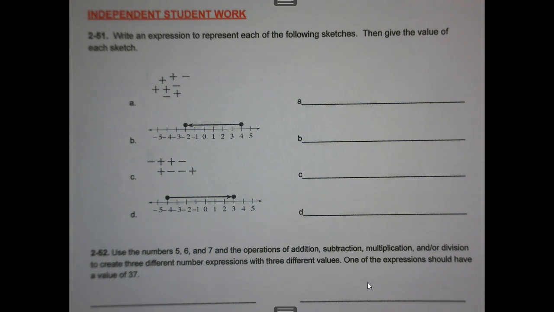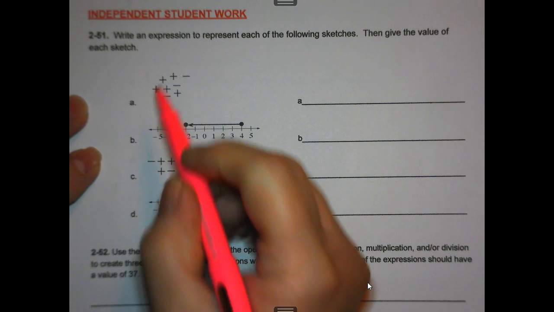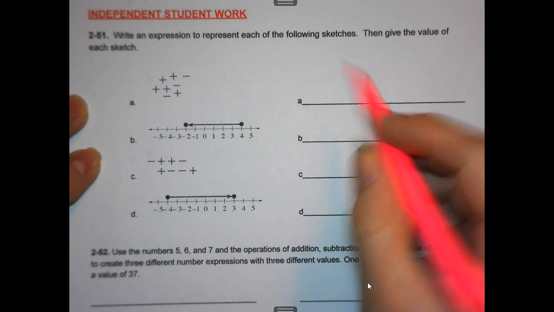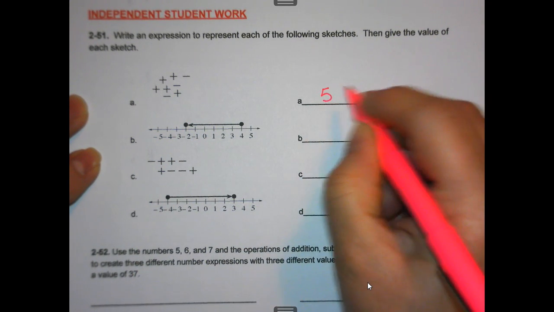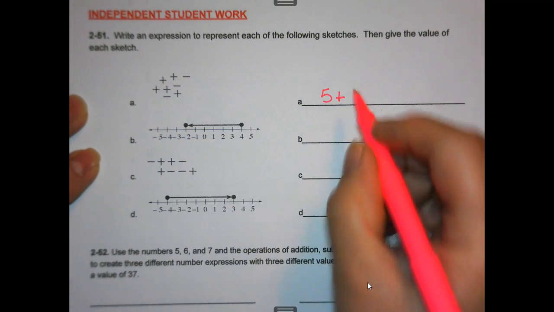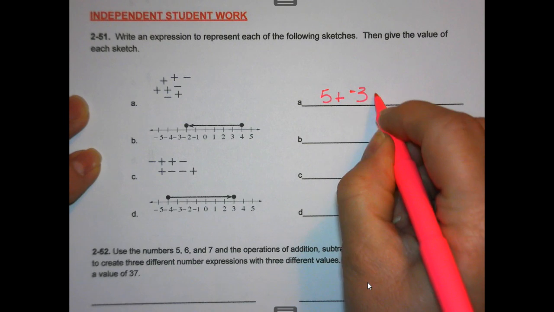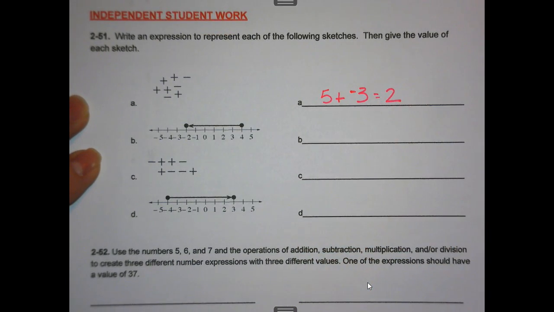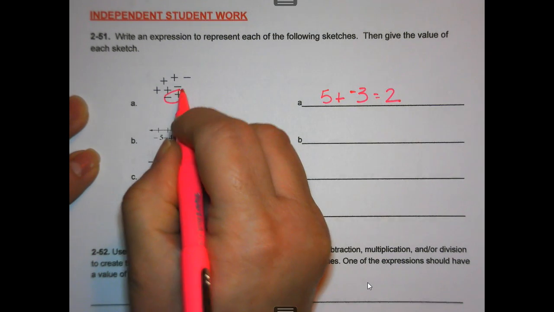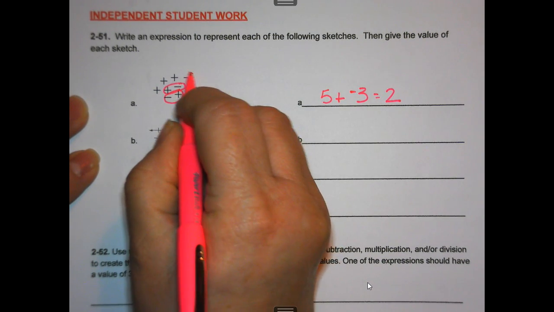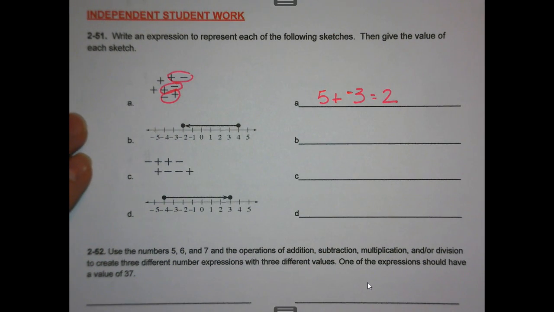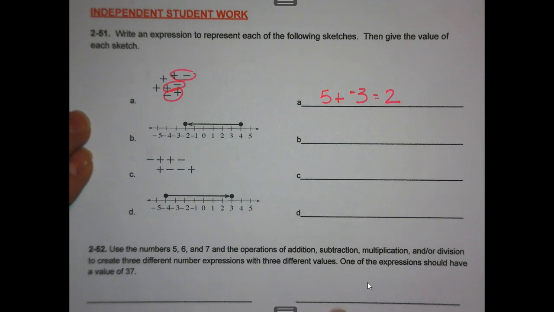So for letter A, I go ahead and I count how many positive symbols, or plus signs, we have in here. 1, 2, 3, 4, 5. So I would start by writing 5 plus, and then I've got 3 negatives, and that gives me 2. One way I like to think about these is when I can put together a positive and a negative symbol, they equal 0.